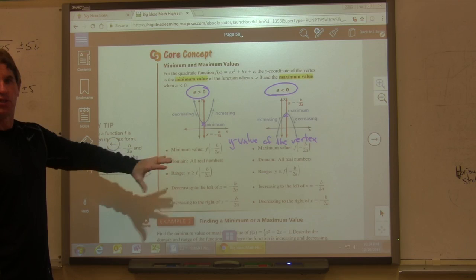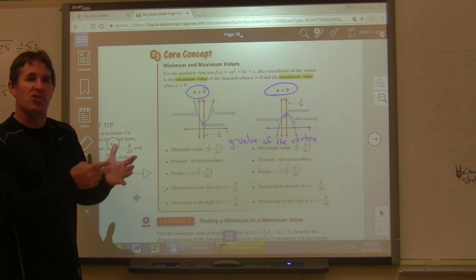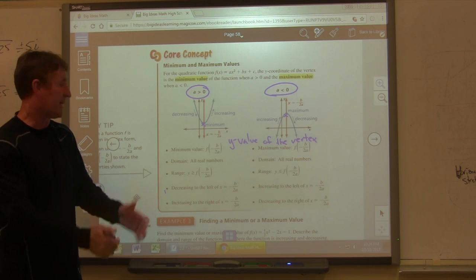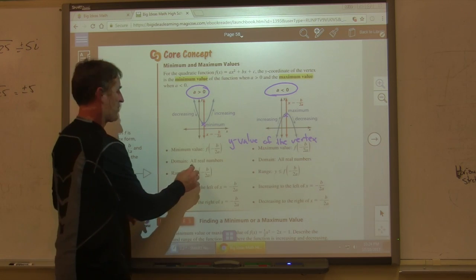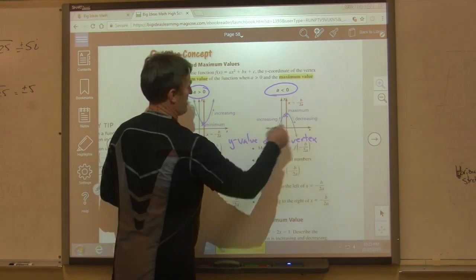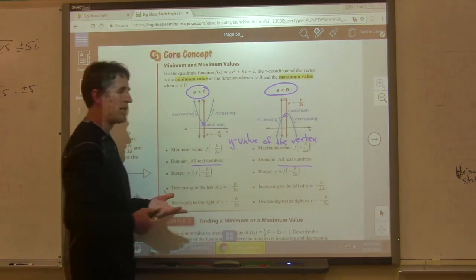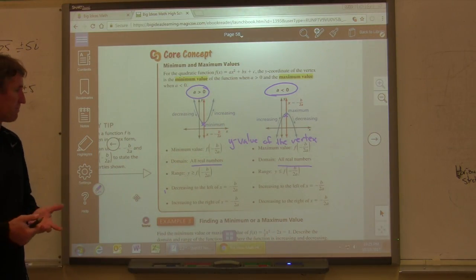Now, domain and range. You should have worked with this in algebra and probably geometry, but as a review, the domain is your x values. What can you put in? The x values for all of these, I can put anything in for x. There's no restrictions on what I can put in for x. So the domain on all of these will always be all real numbers.